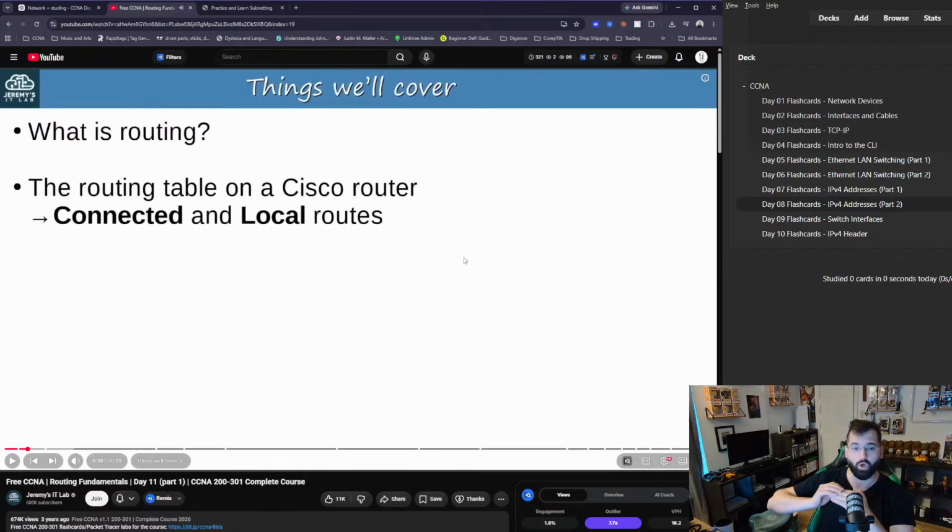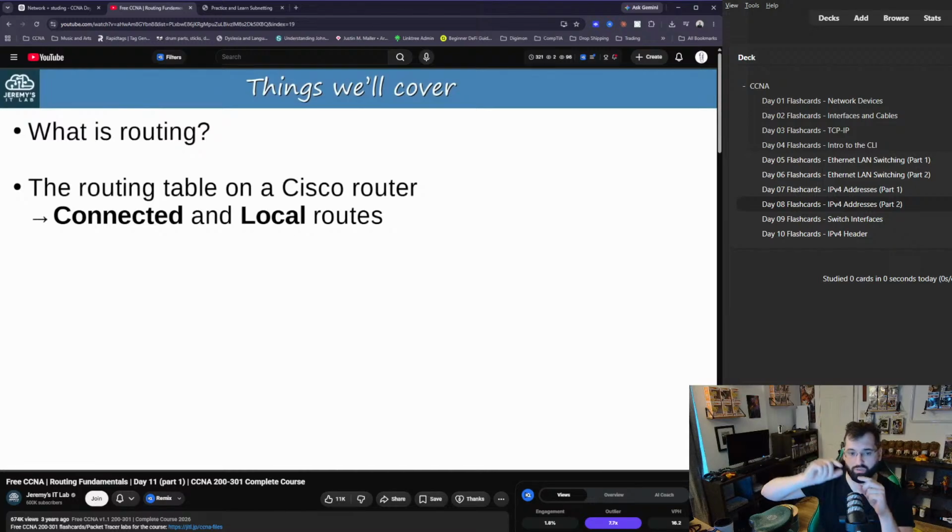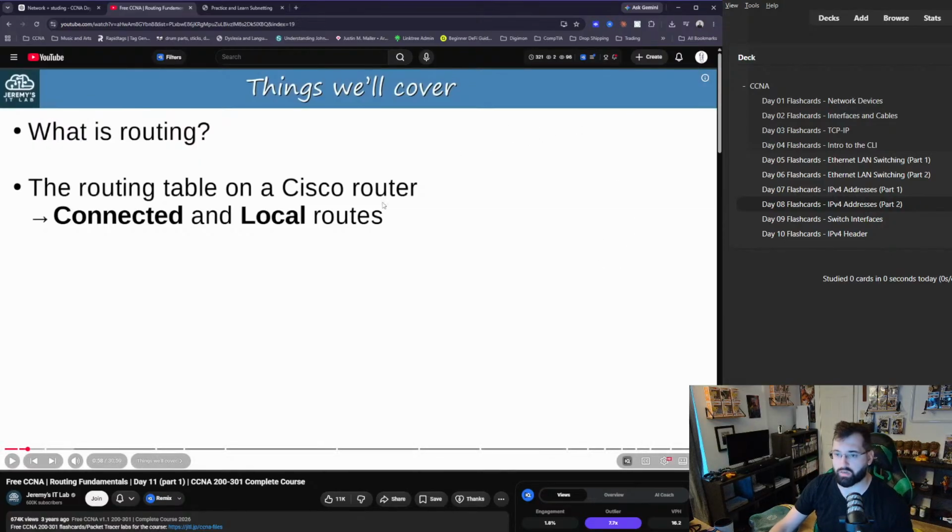So basically, we're kind of going up the OSI model. We started with layer 2 with switches and MAC addresses, and now we are at layer 3, which is routers, routing tables, and all that good stuff. Found in a routing table: connected and local routes.